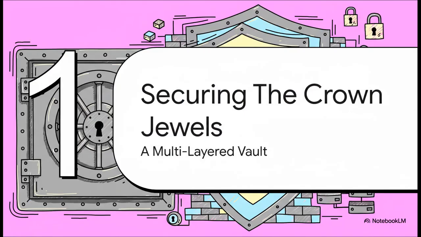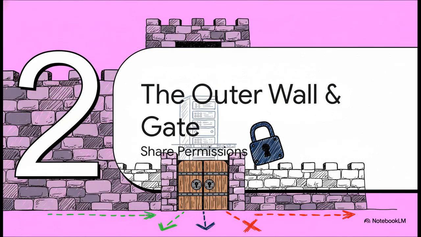Well, this isn't about just slapping a password on a folder and calling it a day. Nope. We're talking about building a secure, multi-layered vault for that critical information. We're going to architect this thing step by step from the outside in. Every good fortress needs an outer wall and a main gate, right? And in the digital world, that's our first line of defense. It's all about controlling who can even get close to our data over the network. This is our very first lock, and it's known as share permissions.